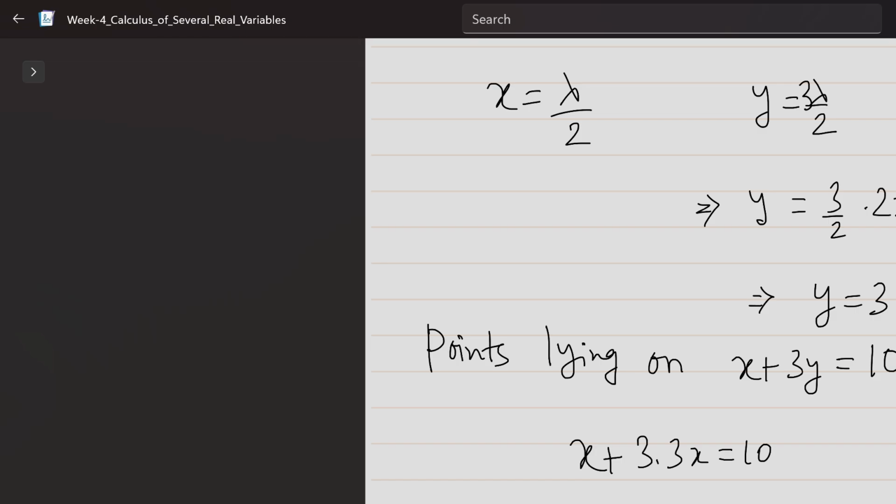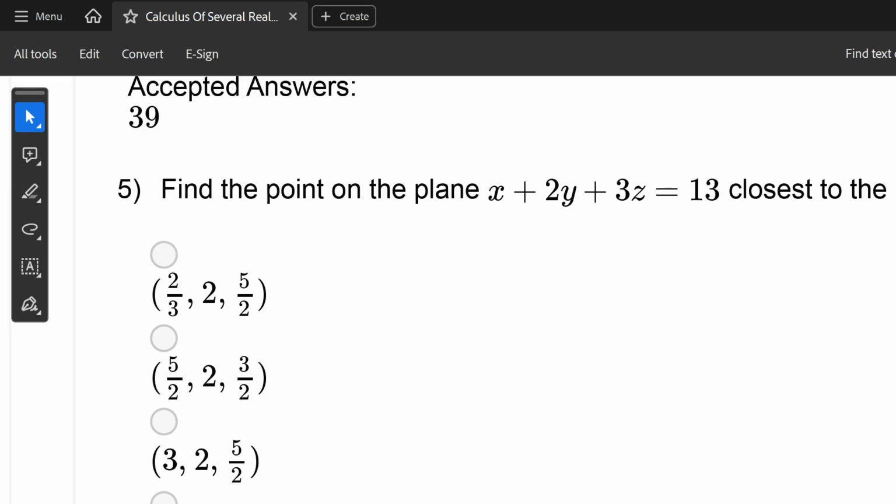So I'll move to the next question, that is question number 5. You have to find the point on this plane which is closest to the point (1, 1, 1). Now tell me how to do it. What is your intention? Find the point on this plane closest to the point (1, 1, 1). (1, 1, 1) is not on this plane, first of all. So what is your motivation? What will you do?